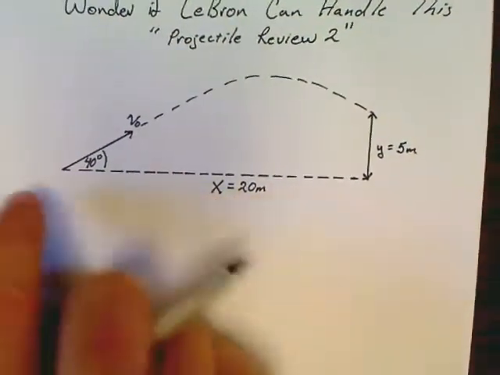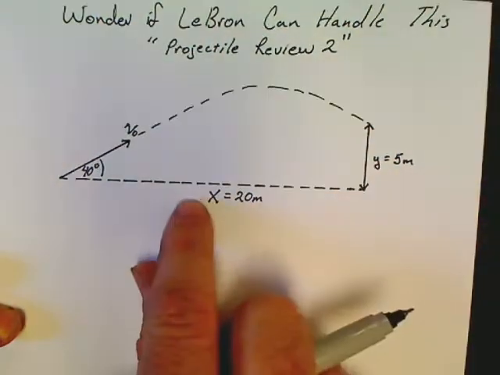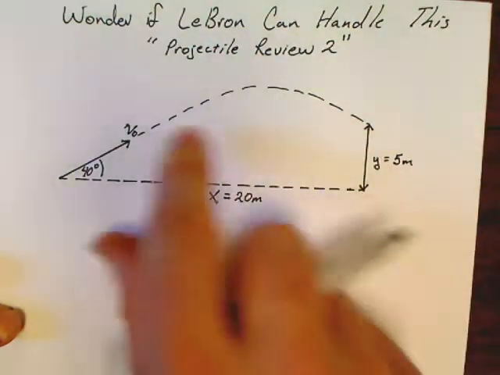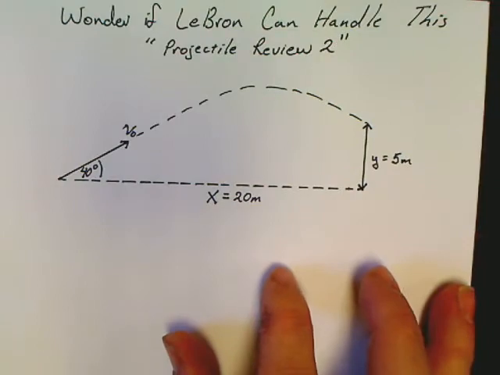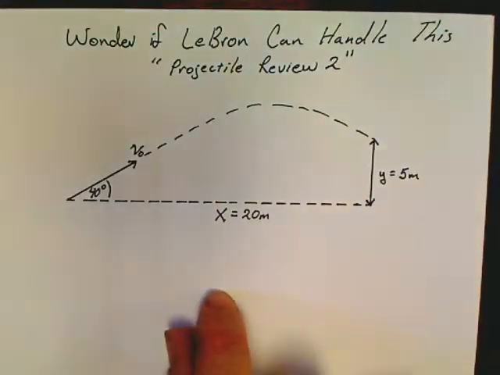Anyway, moving on. So this is kind of like the basketball player type of question, or kicking a field goal, except it gave you X, it gave you height. It didn't give you this VO, which is the hardest of all the projectile questions. This is it.